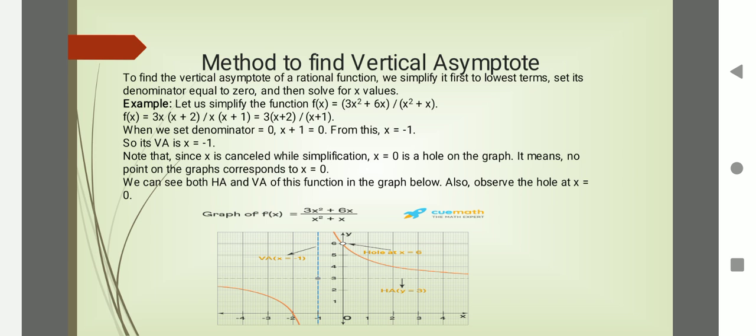So the denominator we will put equal to 0, that is x plus 1 is equal to 0. We will have x is equal to minus 1. This is the vertical asymptote, right?